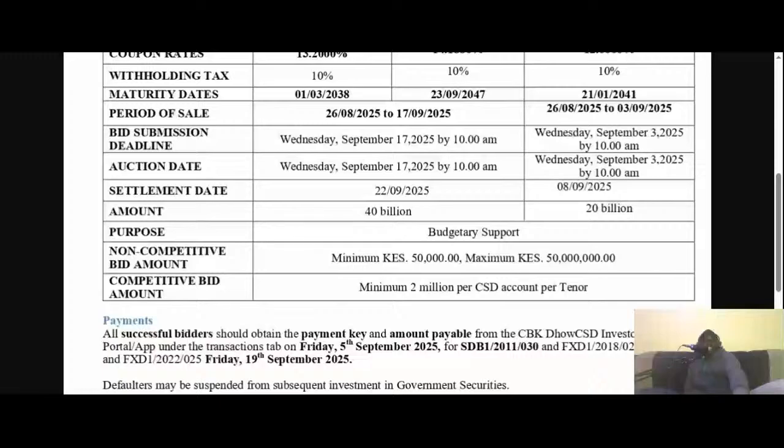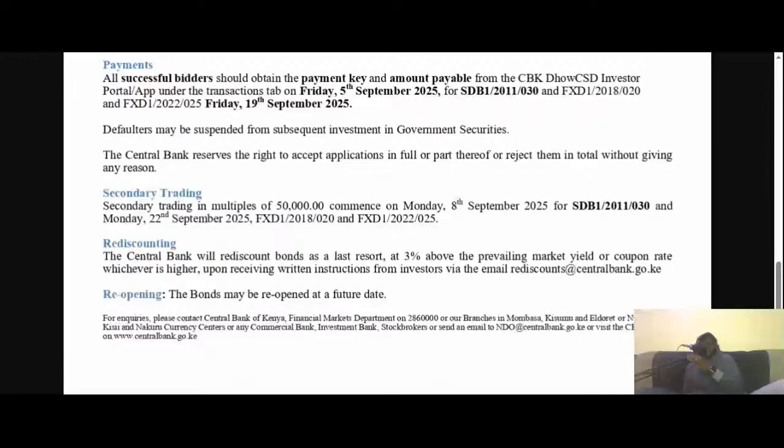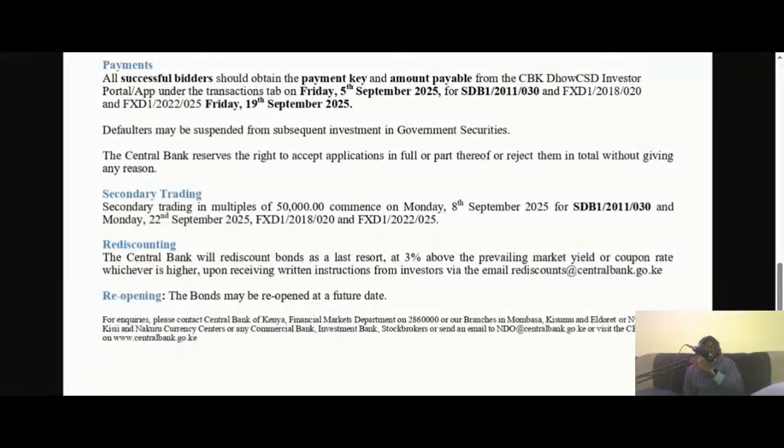Now, there are some other terms and conditions to go through. Now, from the Central Bank of Kenya DhowCSD Investor Portal, on Friday, 5th September 2025, that is for the SDB1/2011/030 and FXD1/2018/020 and FXD1/2022/025. Now, Friday, September 19th, 2025. The Central Bank of Kenya will send you an email and they will also send you a text message giving you the payment key and the exact amount that you should pay to them.